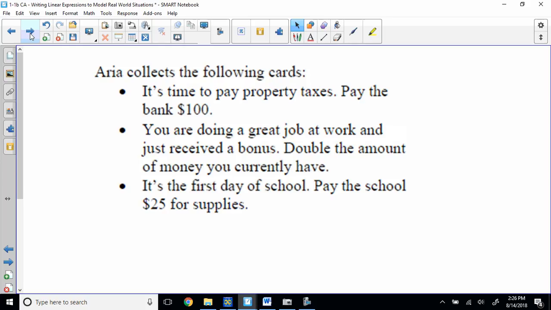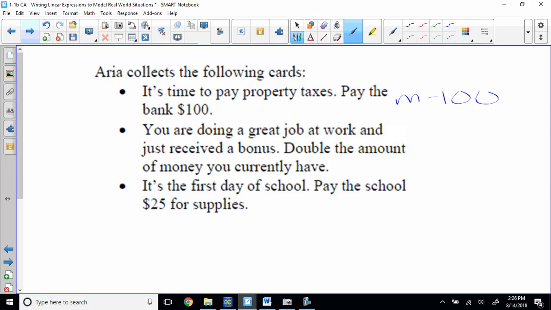Now, she has to pay property taxes. So what does that mean? How do we represent that she has to pay property taxes? Pay attention. Negative 100. But where are we taking that money from? M. So that would be M minus 100, right? Her current money, which is M, minus $100, property taxes, correct?